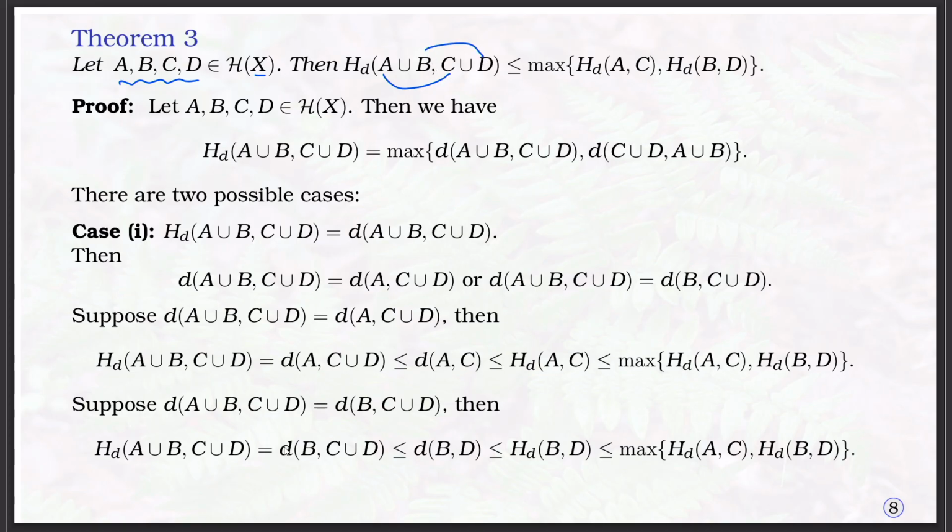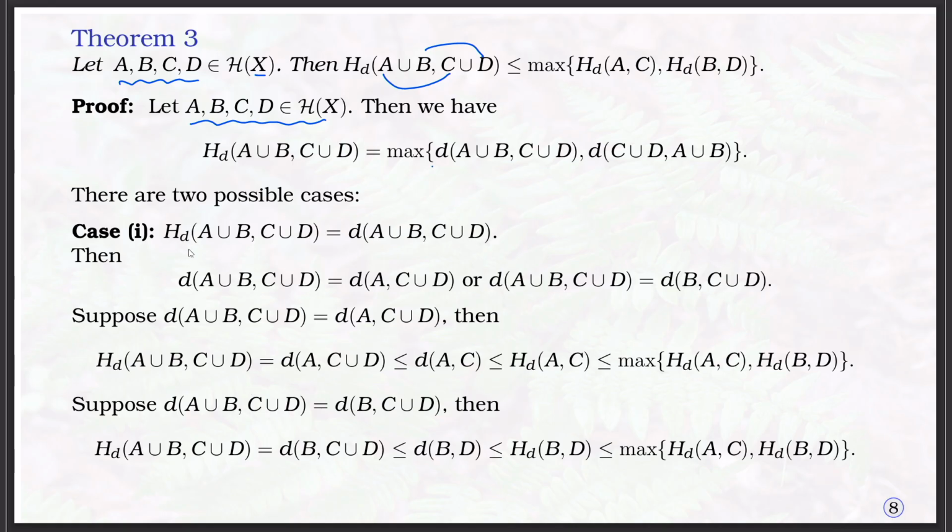This we can prove. Let us take four elements A, B, C and D. We can prove that the Hausdorff distance between the union of A and B and the union of C and D can be written as the maximum of the distance between A union B and C union D, and the distance between C union D and A union B, the symmetric. There are two possible cases. So, what are the possible cases?